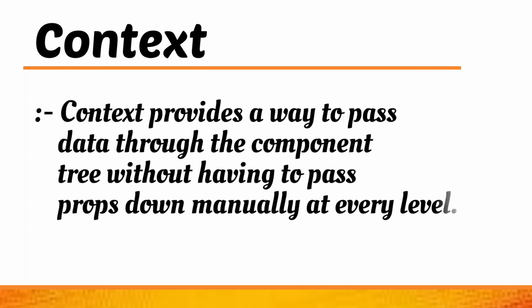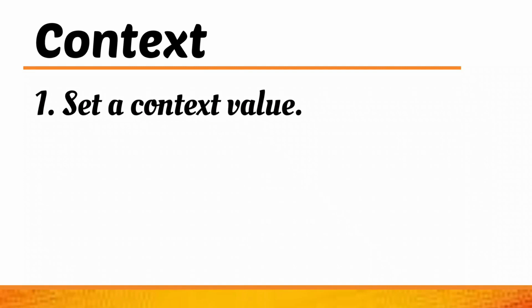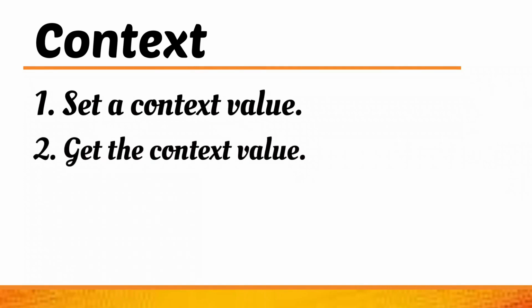The context API provides a way to pass data through the component tree without having to pass props down manually at every level. Let's understand this with the rightmost tree you see on the screen. Our goal is to pass the username value from the App component and read that value in component F using the context API. There are two steps to implement when making use of the context API. Step 1. Set the context value in the App component. And step 2. Get the value in component F.